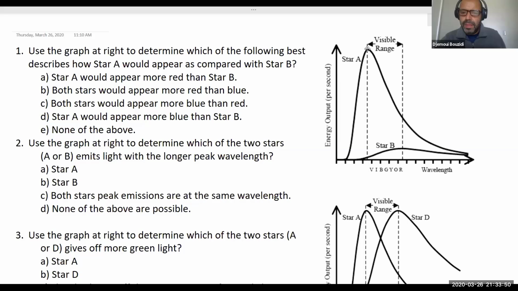Star A is the one with this graph, the one that is higher, and star B is the one that is lower. So you're going to look at that graph and tell me if star A would appear more red than star B, or both stars appear more red than blue, or both stars appear more blue than red, or star A would appear more blue than star B, or none of the above. Again, this is graded for participation, so your answer doesn't matter as long as you guess, hopefully a correct answer. Then double check your answers later on.